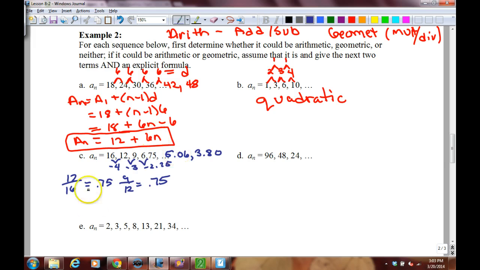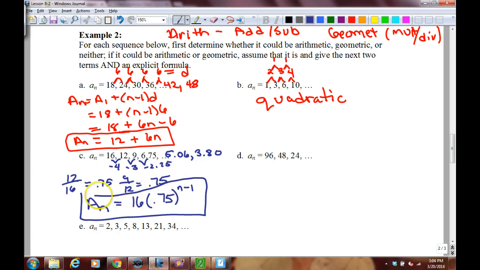All right, so my explicit formula on this is going to be a sub n equals my first one, which is what? 16. What's my ratio? 0.75 to the n minus 1. So that's your explicit formula on this one.